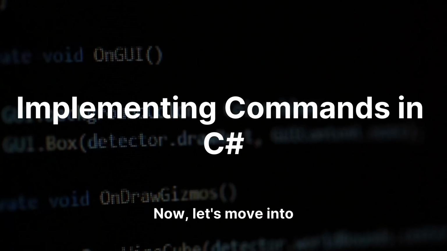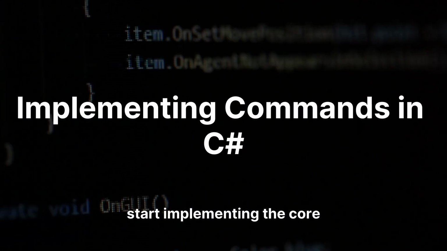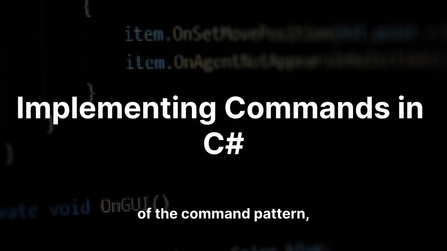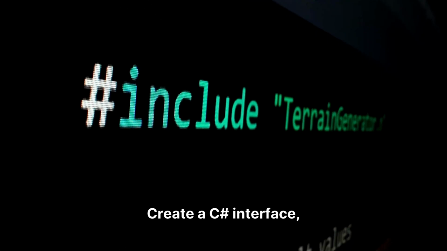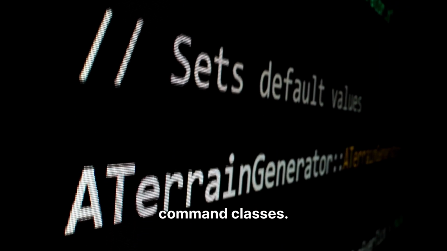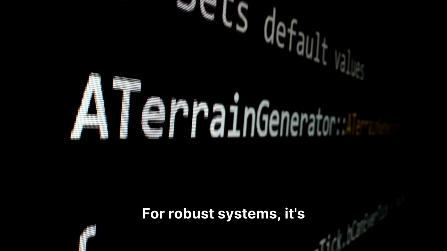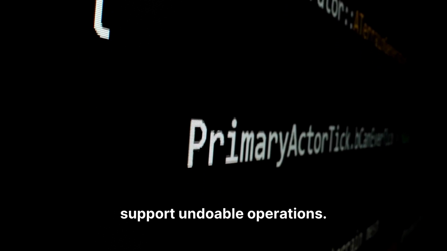Now, let's move into Visual Studio to define our command interface. This is where we'll start implementing the core of the command pattern, creating the blueprint for all our input commands. Create a C# interface, for example, ICommand, with an execute method. This interface will be implemented by all concrete command classes. For robust systems, it's also highly recommended to include an undo method in this interface to support undoable operations.